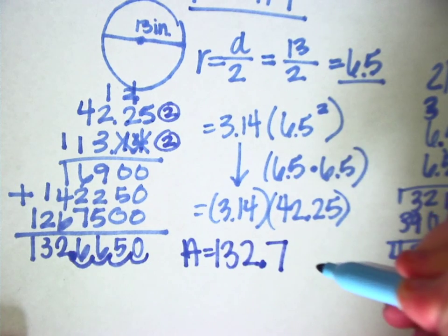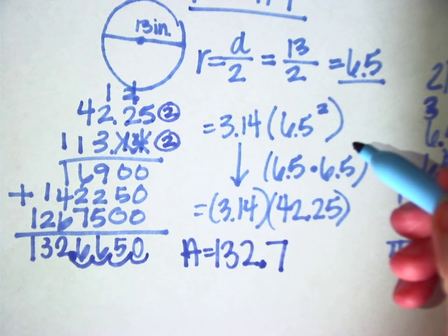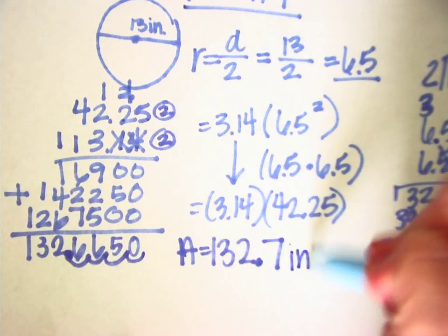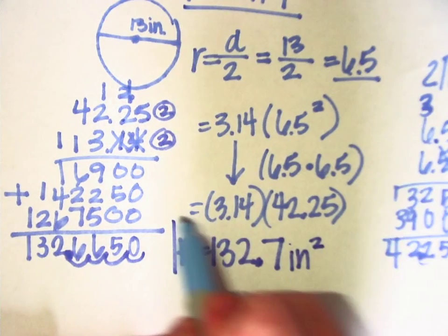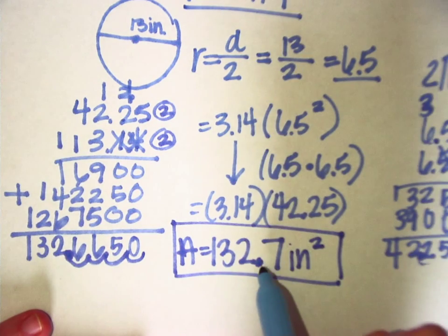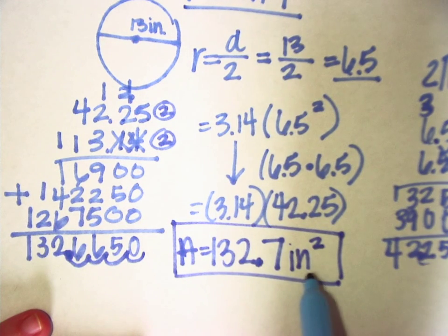So my answer is area equals 132.7. And that is, well, I threw away my problem. Oh no, it's inches, I'm sorry. So inches squared. Whenever you write your problem, I want you to make sure and include your unit and square it, because I am going to take off on that tomorrow.